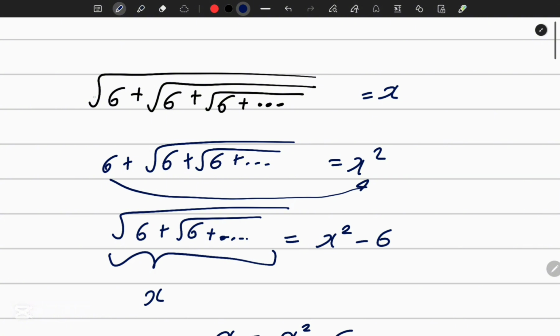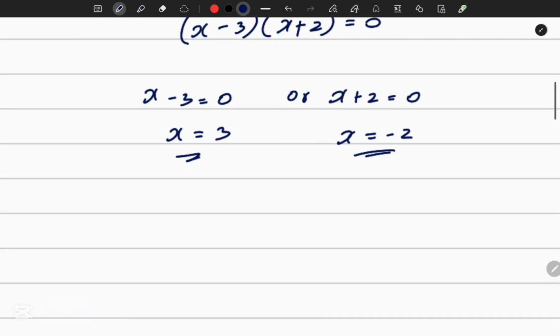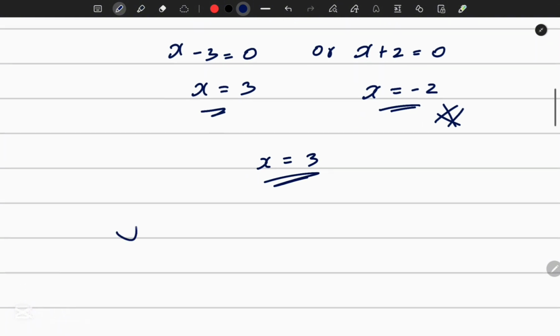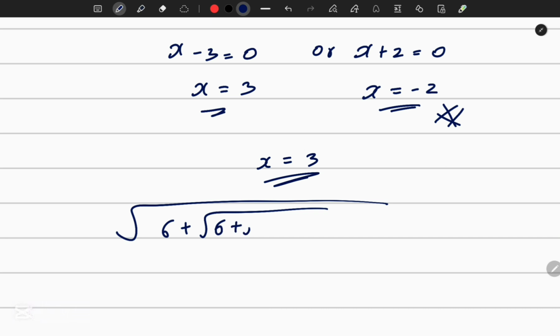But this is a positive number, right? Because this is a square root number, so this is also always positive, so this can't happen. So x should be what? 3, right? So the number like this going forever converges to the number 3, right?